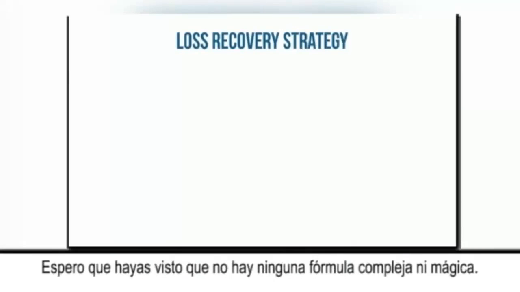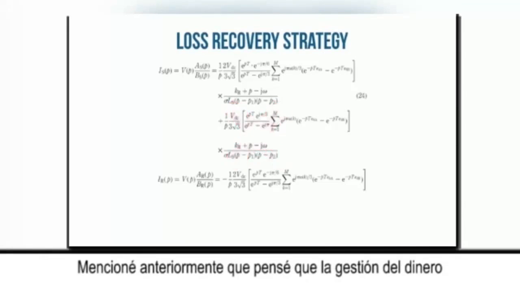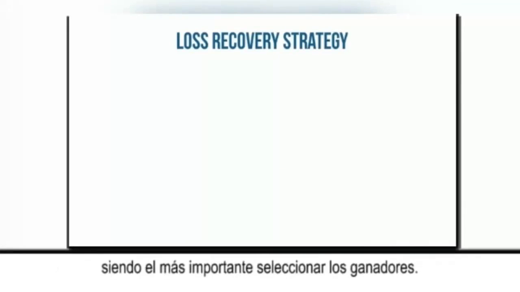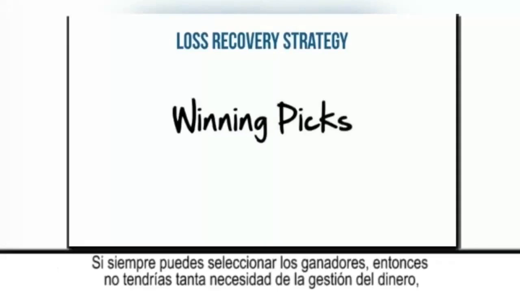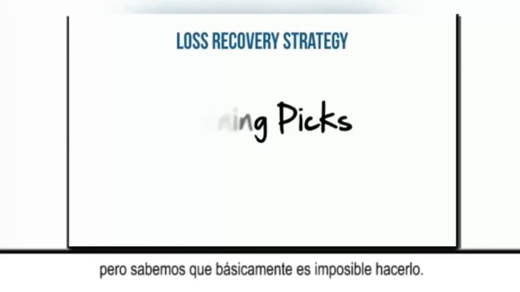Hopefully you've twigged that there is no complex magical formula. I mentioned before that I thought that money management is the second most important aspect of sports betting, the most important being picking winners. If you could pick a winner every single time, then you wouldn't need money management so much, and you definitely wouldn't need loss recovery. But we know that that's pretty much impossible to do.